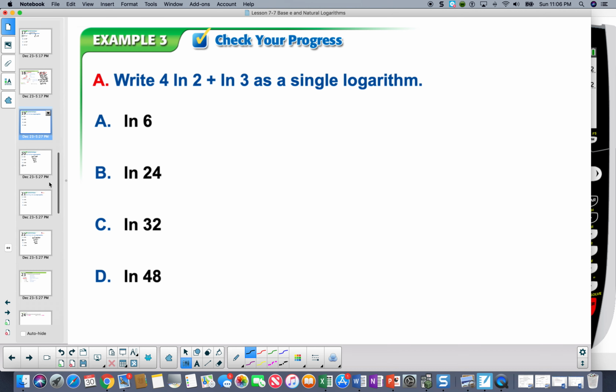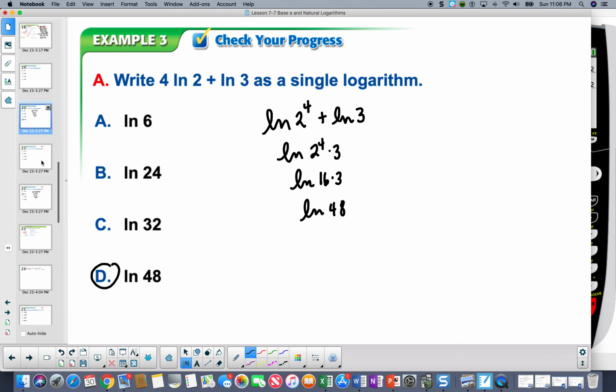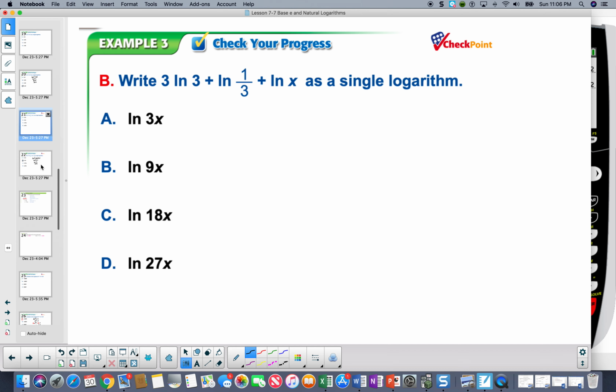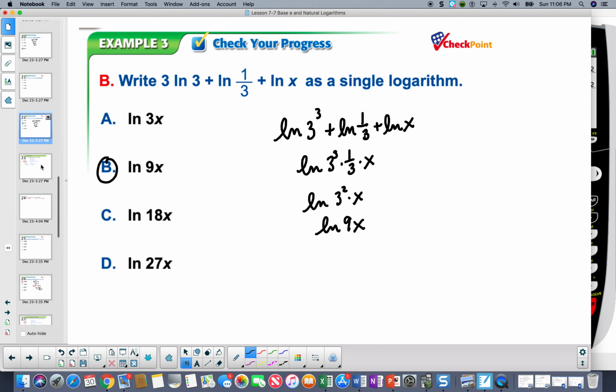Pause to do the problem, and here's the answer.